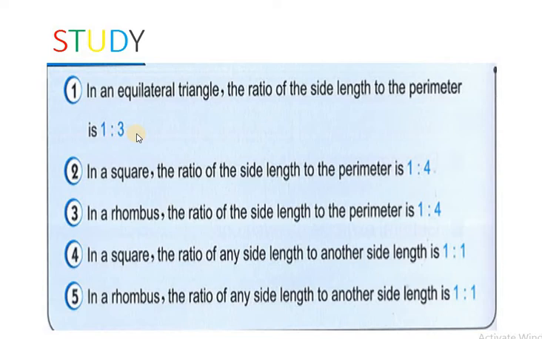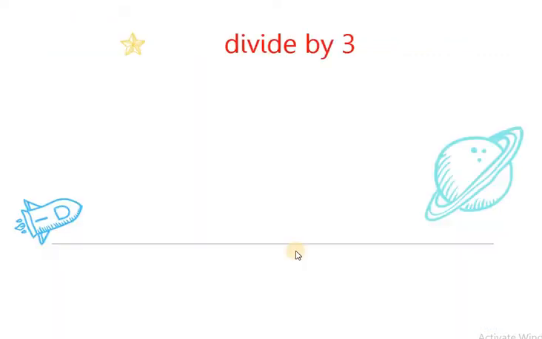So the ratio of the side length to its perimeter is 1 to 3. Let's see the square: the ratio of the side length to its perimeter. I have 1 side length, and the perimeter is the sum of the 4 sides, so it is 1 to 4. The rhombus also is 1 to 4. The ratio of any side length to another side is 1 to 1. Also in the rhombus, the ratio of any side length to another side is 1 to 1. This is very important and you have to study it.